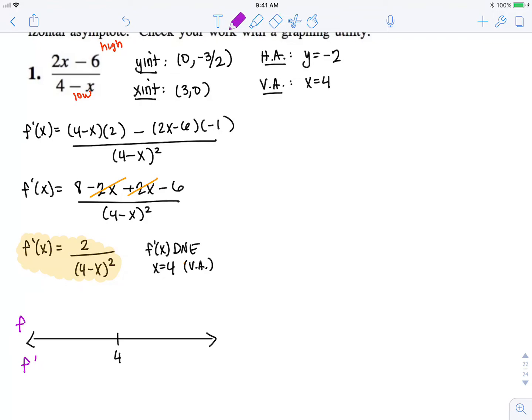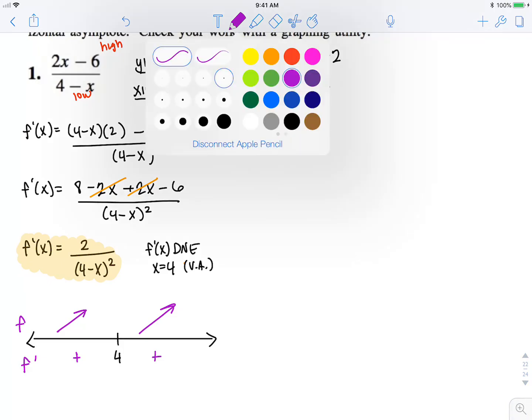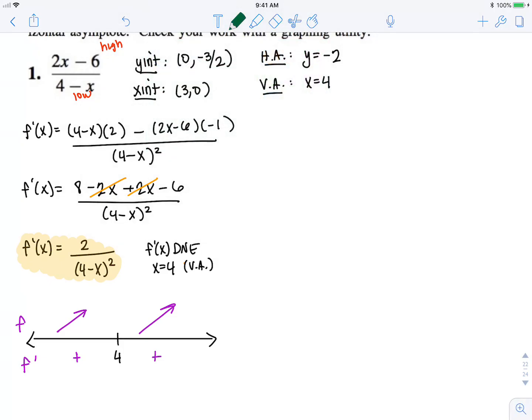So if I pick a number less than 4, we get a positive number, which means my function is increasing. And if we pick a number greater than 4, it's also positive, so my function is increasing around that vertical asymptote.